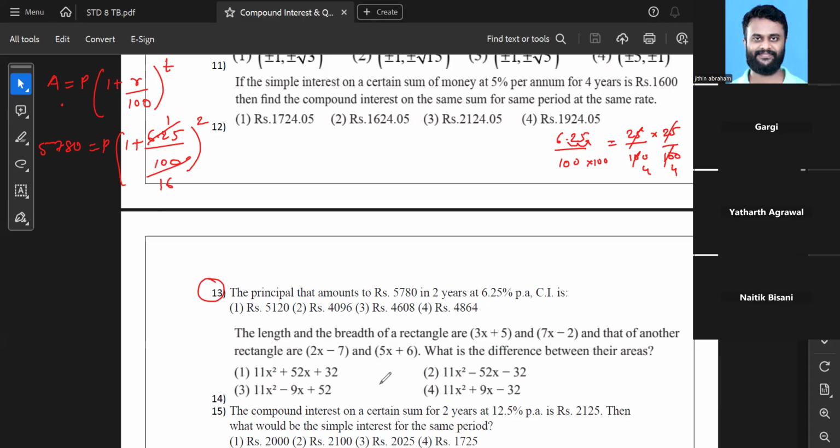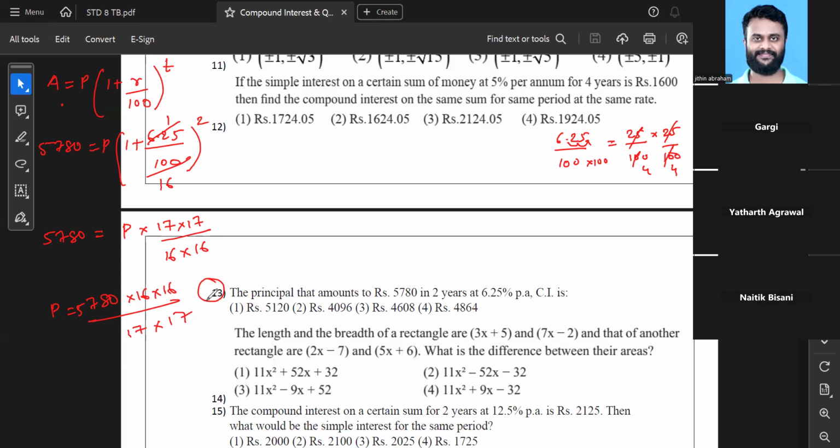Understood the logic? Okay. So when I take LCM now, 16 plus 1, 17. It will be 17 upon 16. So principal multiplied by 17 square, which is 17 into 17, upon 16 square, which is 16 into 16, is equal to 5780. So total principal will be equal to 5780 multiplied by 16 into 16 divided by 17 into 17.